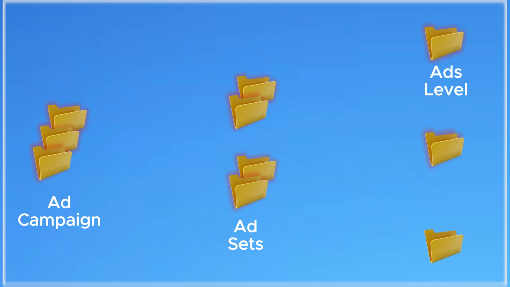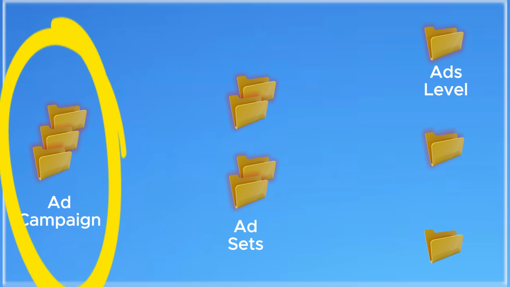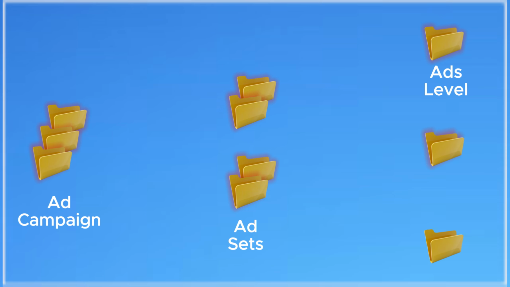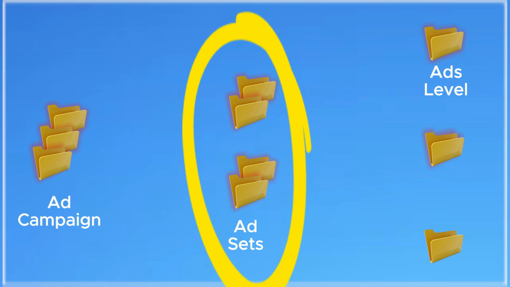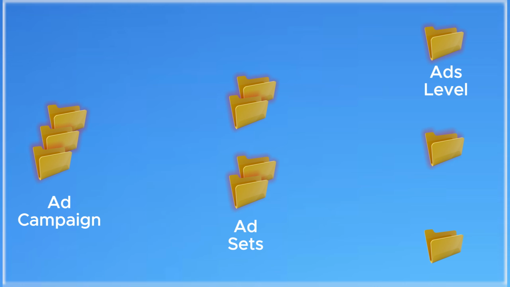So, why does this hierarchy matter? It's all about organization and control. By structuring your advertising in this way, you can align your advertising efforts with specific goals at the campaign level, target different segments of your audience with tailored settings and budgets at the ad set level, test various creative approaches to see what resonates best with your target audience at the ad level, and analyze performance at each level to understand what's working and what's not. This allows for more effective optimization and a better return on your ad spend.